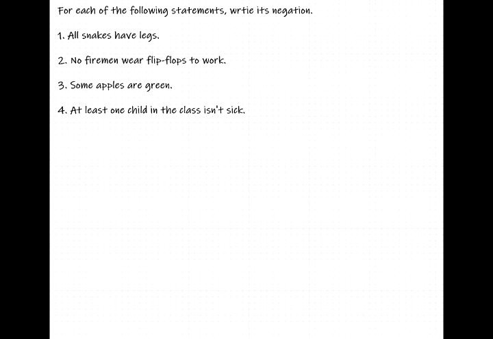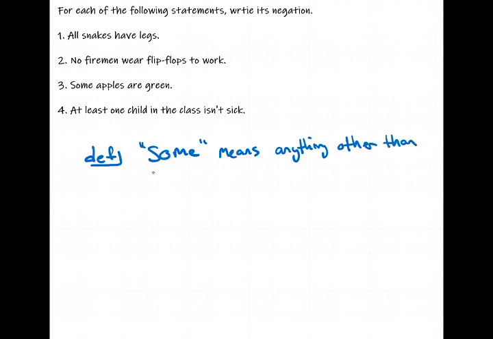But the problem is, mathematically, some can mean all. Some actually means anything other than nothing, which includes part of the thing or the whole thing. So if we look at the mathematical definition of the word some, not S-U-M, that would be addition, but S-O-M-E, some means anything other than nothing.